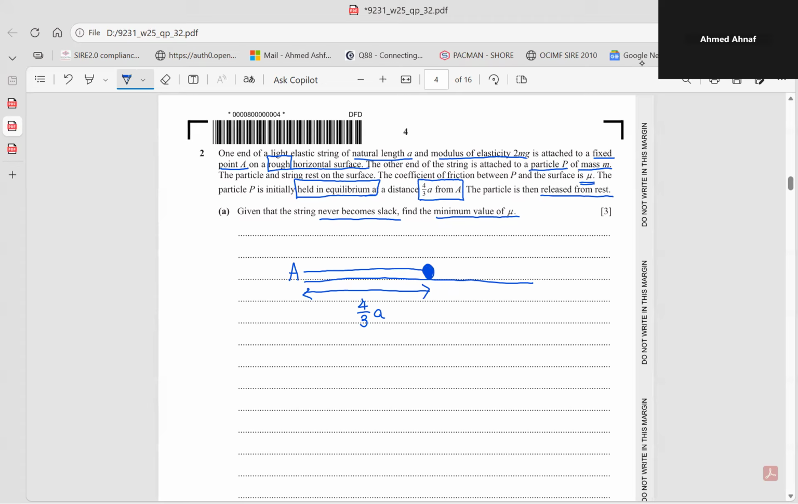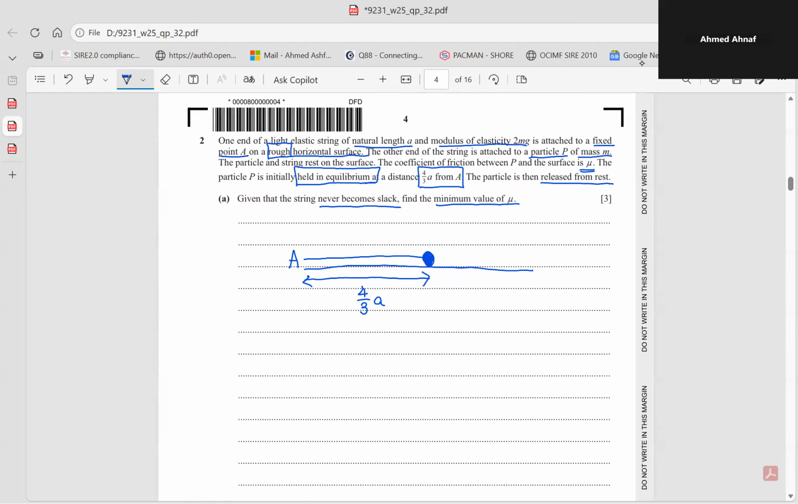Actually, no, let's not do forces. Let's do the energy method in here. Okay, so let's find the total energy initially, before it's released from rest.